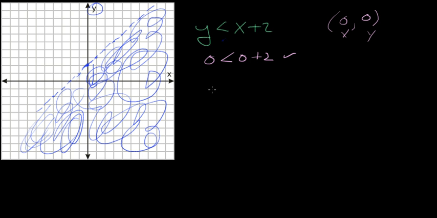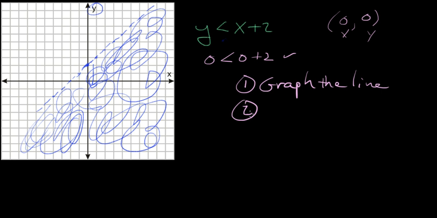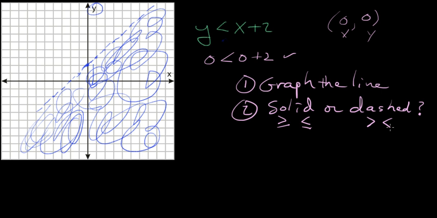And so remember, I want you to write these down now. These are 3 steps. Number 1, graph the line. Number 2, solid or dashed. A solid line would be greater than or equal to, less than or equal to. Dashed would be greater than or less than. Got it? And the third one, shade above or below.